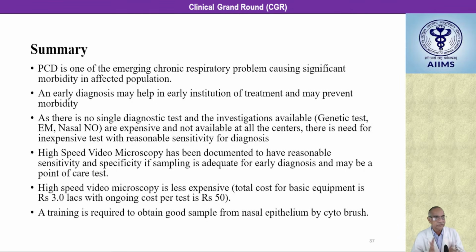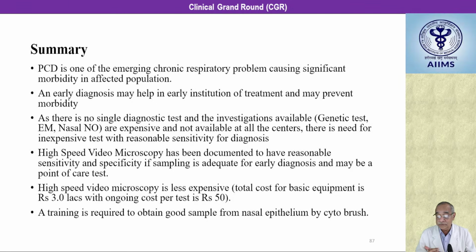It is very clear that there is no single diagnostic test or investigation available. Though genetic tests, EM and nasal NO are described, they are expensive and not available at all centers. There is a need for inexpensive tests, and that's why we have developed this high-speed video microscopy over a period of time. From our own experience, it has been documented to have a reasonable sensitivity and specificity. If sampling is adequate, for early diagnosis it may be a point of care test.